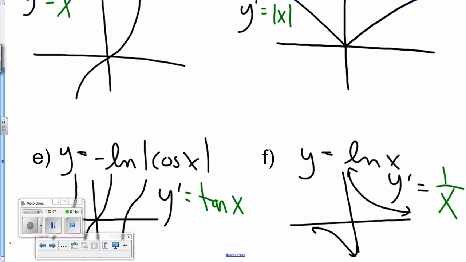Oh, I had a few more. E, you graph the derivative. It's actually the tan function, tan x. And F, when you graph the derivative, that's 1 over x.